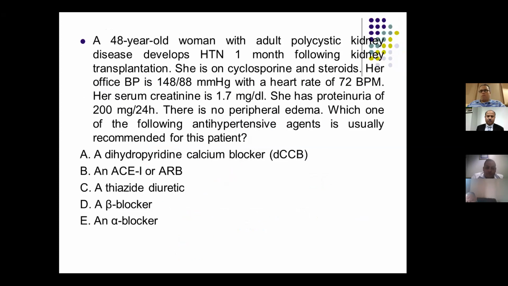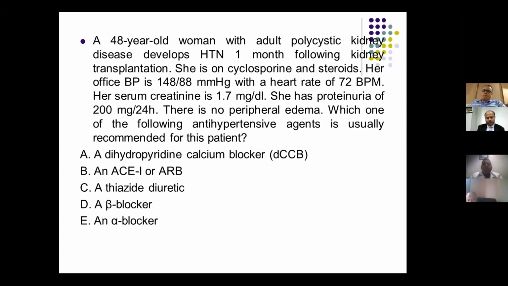This is another statement about CNI side effects, which is hypertension. A 48-year-old woman with end-stage disease secondary to polycystic kidney disease underwent kidney transplantation. After 1 month of transplantation, she developed hypertension. She was maintained on steroid and cyclosporin.